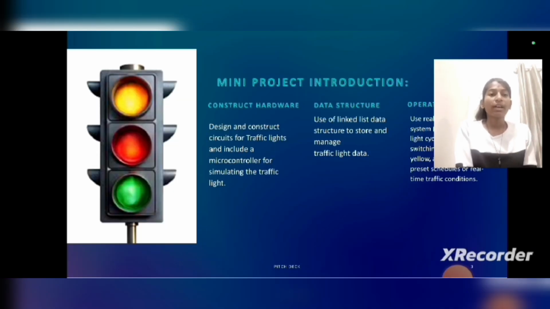First we will cover the introduction, in which we use digital design, constructing circuits for traffic lights, and a microcontroller for simulating the traffic light. We used the linked list data structure to store and manage the traffic lights, and also a real-time operating system, which will be switching the light green, yellow, red based on the traffic conditions.